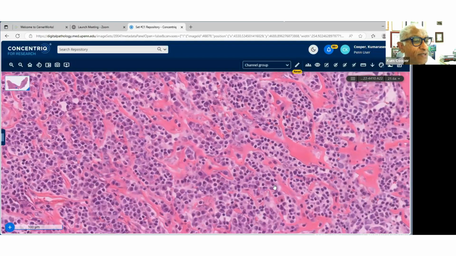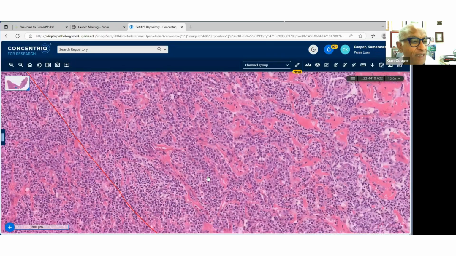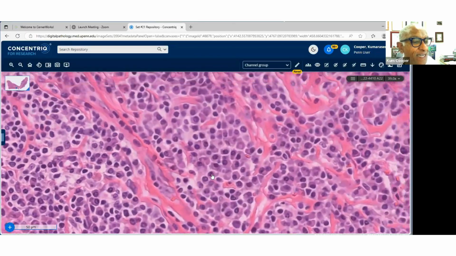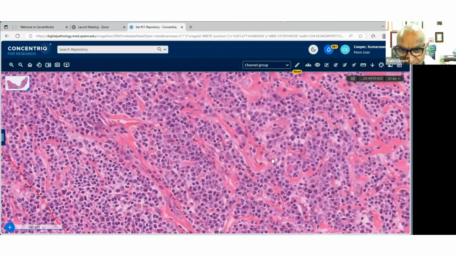Ooh, I see some diagnoses kicking up there. Nice. I like your response there. Okay. All right. So I've got follicular dendritic cell sarcoma, and I've got Castleman's disease. So the Castleman's is a good thought.